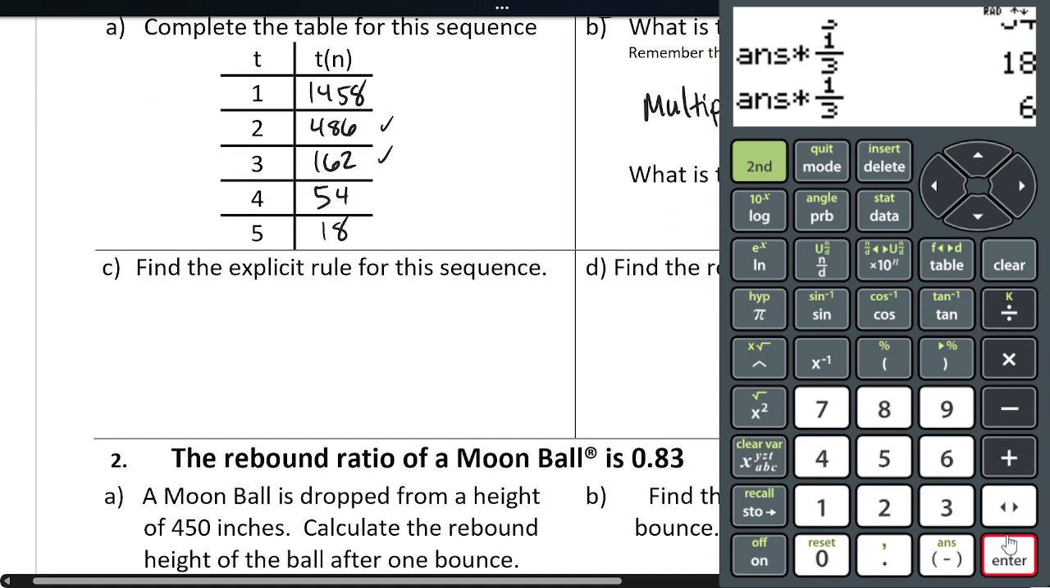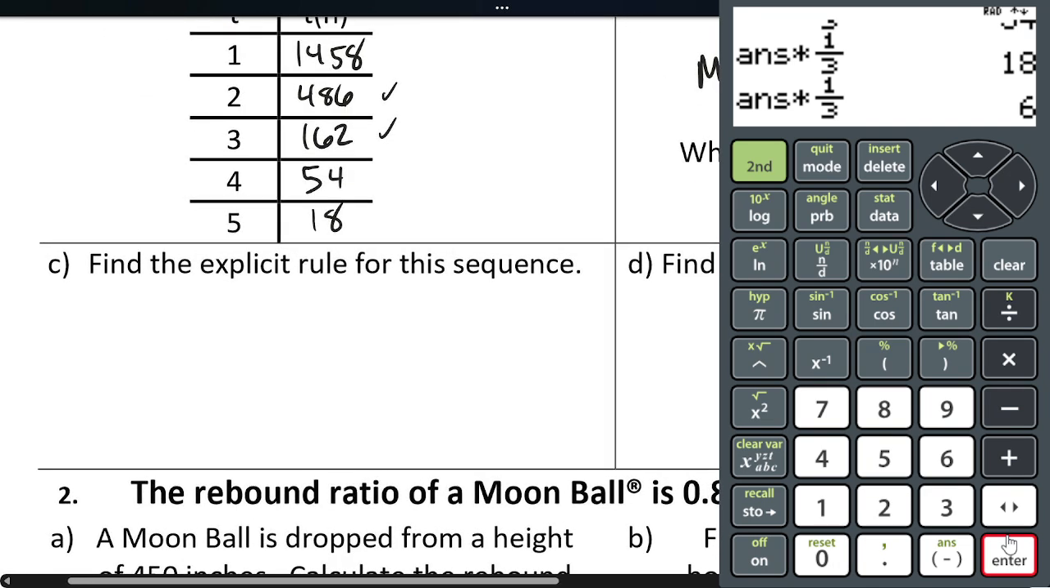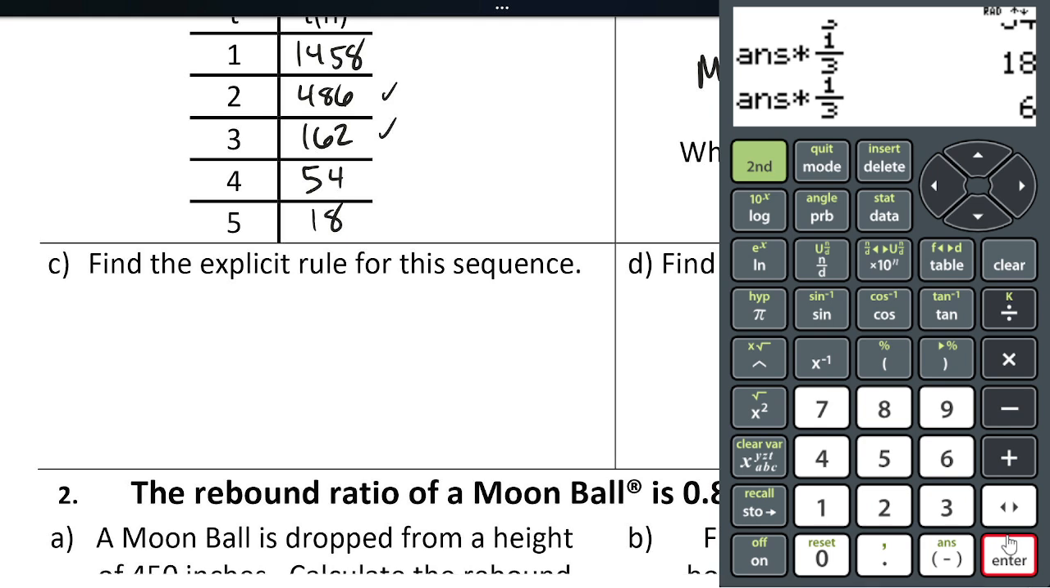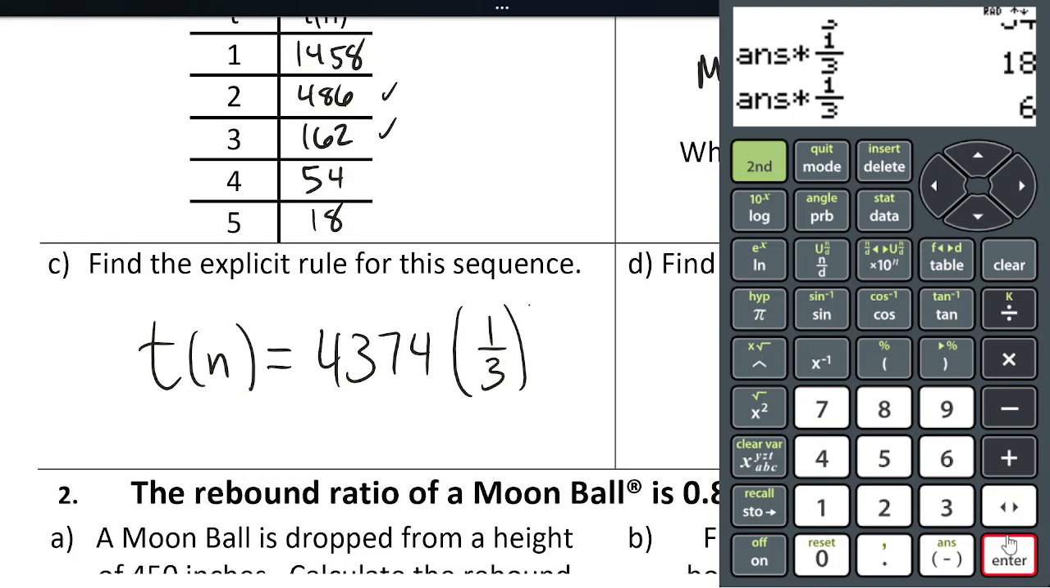Next, it says find the explicit rule for this sequence. Okay, it is geometric, which means I'm repeatedly multiplying by the same thing again, and it starts at a particular zero term. So to jump to any term on the sequence, t of n is going to equal that zero term, right, where you're at before anything happens, which is 4374, times a bunch of 1/3.